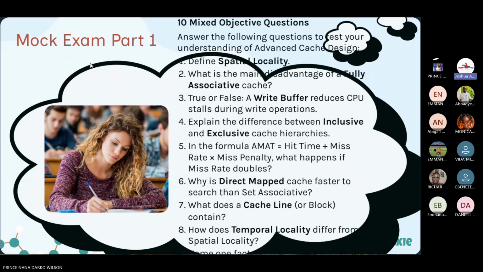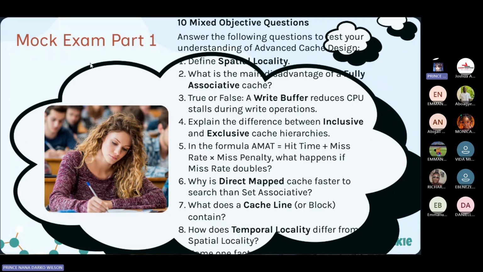So the inclusive cache, the level 1 cache, is a subset of the level 2 and level 3. Level 1 is a subset, meaning level 1's data is held in level 2 and level 3. That's a very good way to put it. The exclusive has no duplicate, so each level's data is irrespective of the other. Powerful. That's nice. Let's move on to the next one.